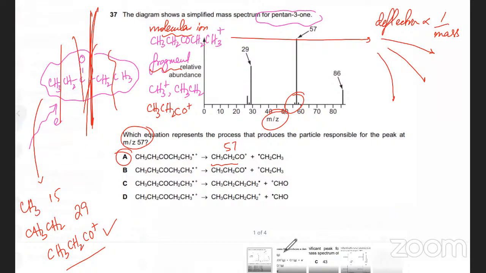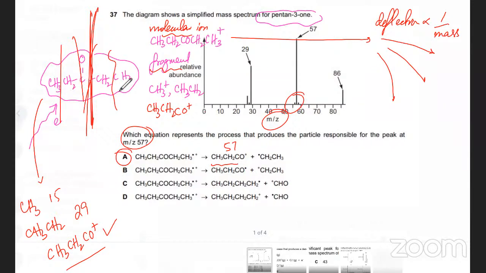Not the radicals? No, we're going to calculate the Mr of CH3, CH2, CO, because these are fragments. Remember that you have a big molecular ion, so you have a big particle getting detected, and you have lots of tiny particles that are getting detected. The big particle is probably 86, the one that is detected over here. This whole entire thing has a mass of, I guess, 86.